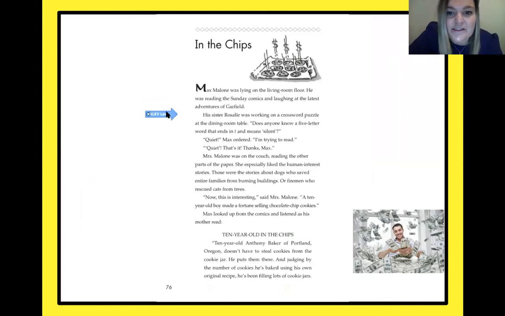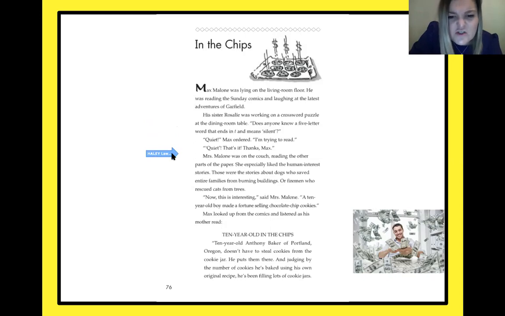His sister Rosalie was working on a crossword puzzle at the dining room table. Does anyone know a 5-letter word that ends in T and means silent? Quiet, Max ordered. I'm trying to read. Quiet, that's it. Thanks, Max. Mrs. Malone was on the couch reading the other parts of the paper. She especially liked the human interest stories. Those were the stories about dogs who saved entire families from burning buildings, or firemen who rescued cats from trees.